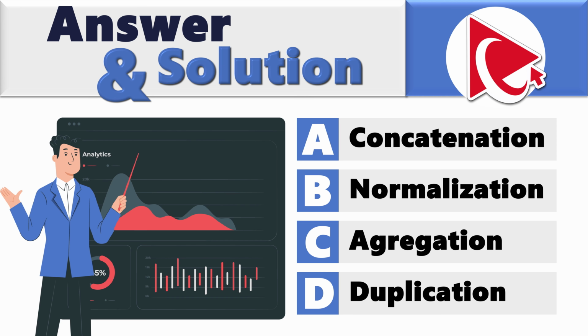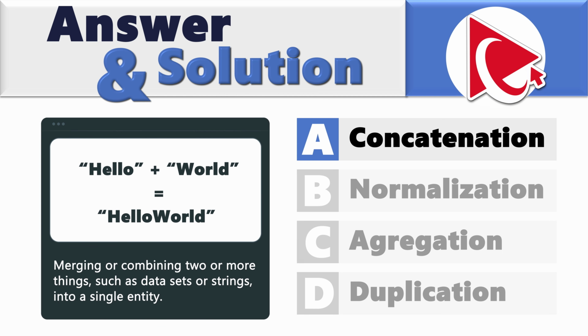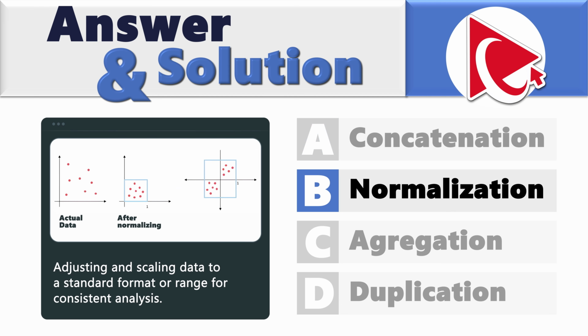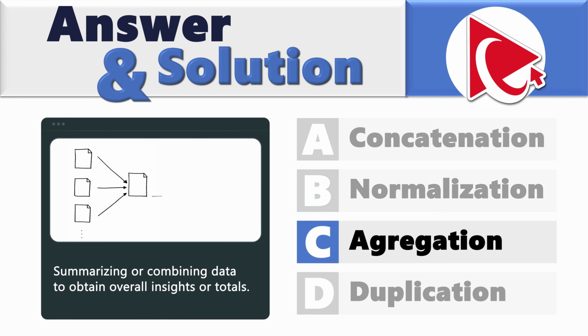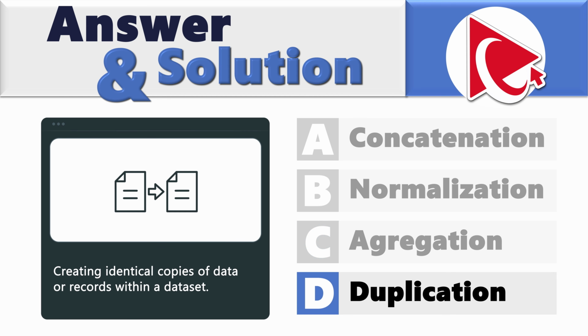To be able to best answer this question, let's understand the meaning of each word. Concatenation stands for merging or combining 2 or more things, such as datasets or strings, into a single entity. Normalization is adjusting and scaling data to a standard format or range for consistent analysis. Aggregation is summarizing or combining data to obtain overall insights or totals. And last but not least, duplication is creating identical copies of data or records within a dataset.